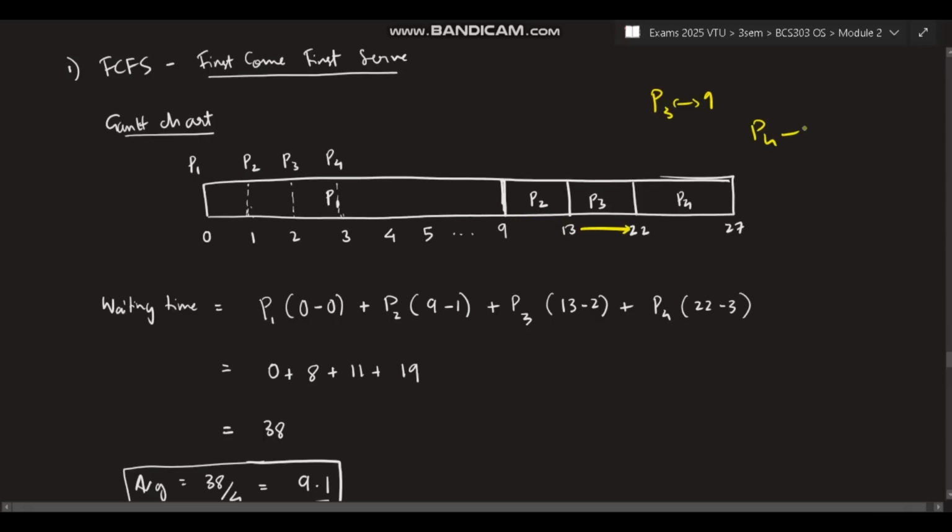After that P4 will run for 5 seconds. Okay, according to the table, it will run for 5 seconds. So this is the Gantt chart you have made. Now you have to calculate the waiting time and turnaround time.